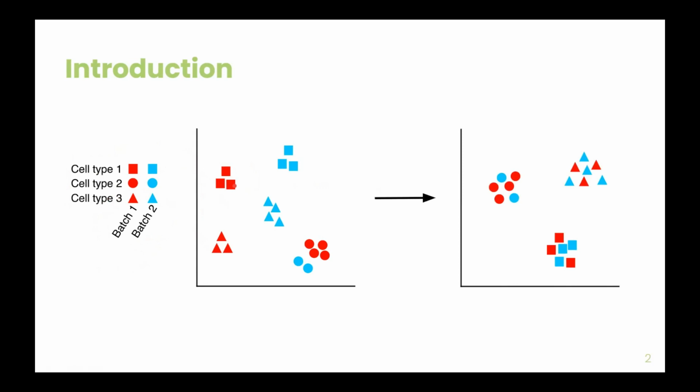In order to solve this problem, a lot of different computational methods have been developed over the recent years, with the idea of removing these unwanted sources of technical variation and preserving the original cell type identities.